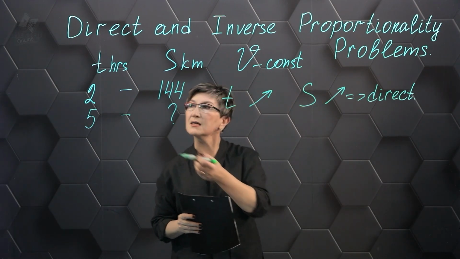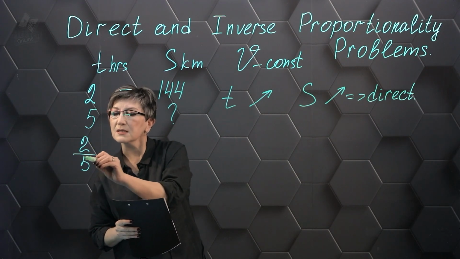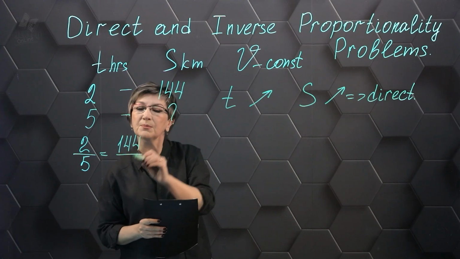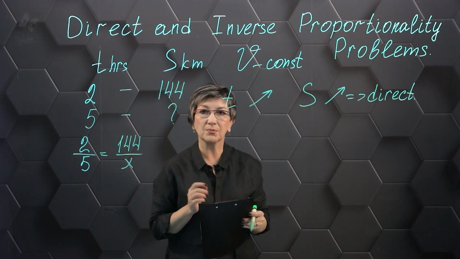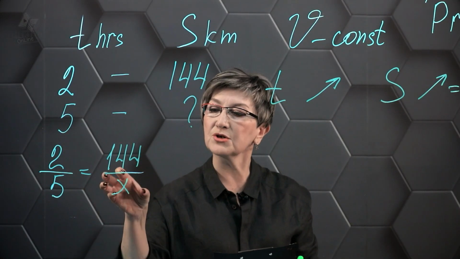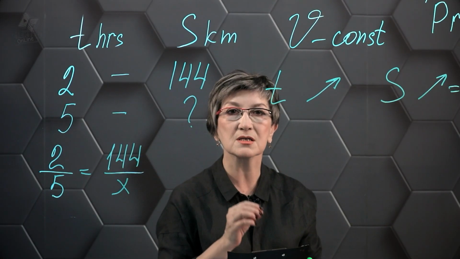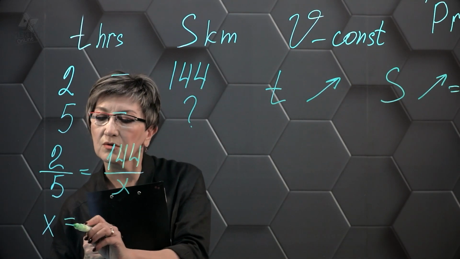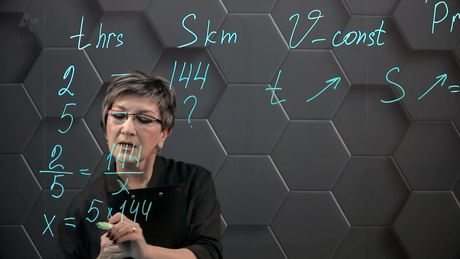Proportion is made up as 2 divided by 5 equals 144. And instead of a question, I'll write x. The result is a proportion. And from this proportion, we can find the unknown quantity by applying the basic property of proportion. Let's find this quantity. X equals 5 times 144 and divide by 2.